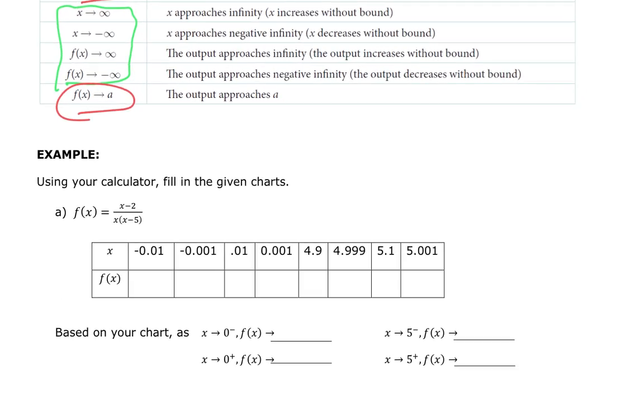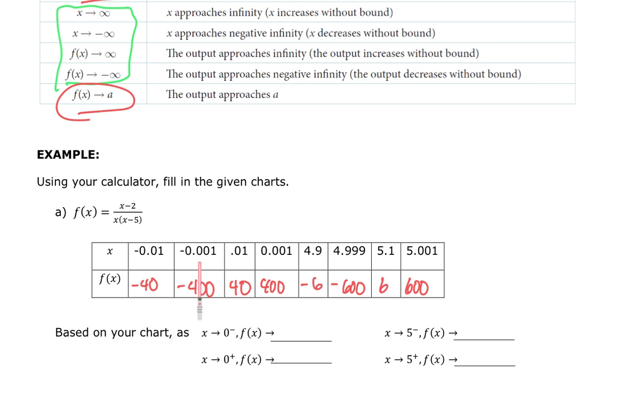So using your calculator, I want you to fill out these charts. All right, after using my calculator, if I put in negative 0.01, I get negative 40. And then I put in a negative 0.001, I get negative 400, give or take, I rounded. And then I put in a 0.01, I get 40. I put in a 0.001, and I get 400.